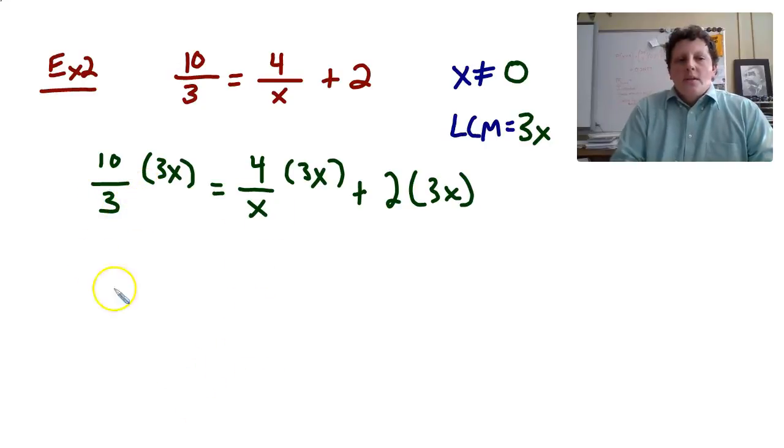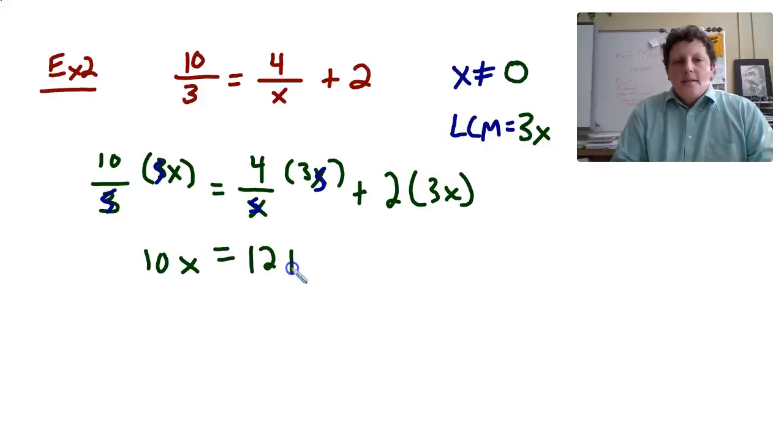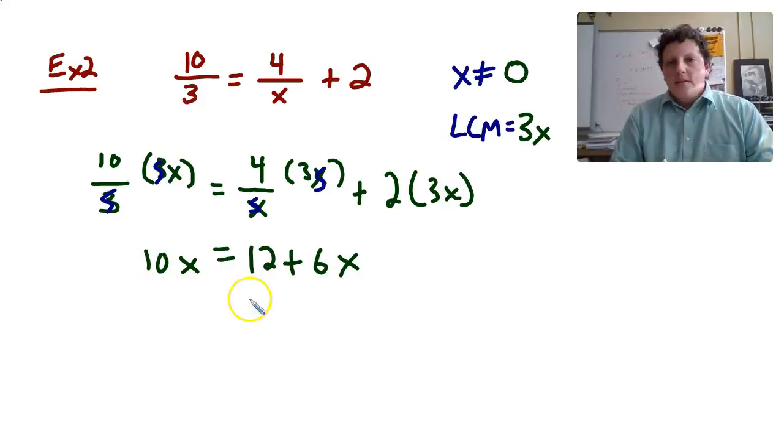And what you'll notice is, for example, here, this 3 and this 3 will cancel out, leaving us with 10x. In this next fraction, this x will cancel out with this x, leaving us with 4 times 3, which is 12. And then 2 times 3x is positive 6x. Now we're just going to solve this equation using collecting like terms, collecting variables to one side, constants to the other, dividing, and it's pretty simple.